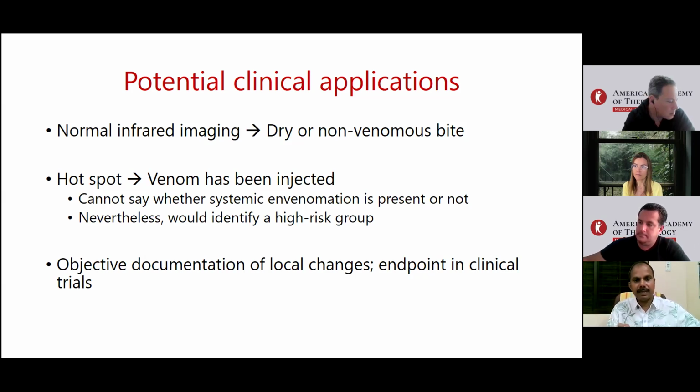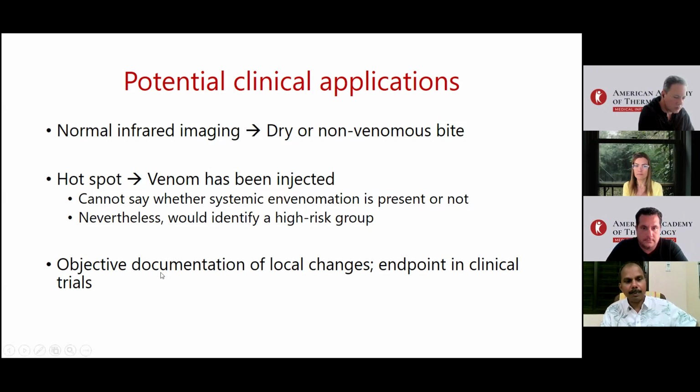It cannot say whether systemic envenomation is present or not. That's very important. It says only about local changes. It doesn't say anything about systemic changes. But nonetheless, if we know that venom has been injected, then it helps identify a high-risk group. More importantly, the thing which actually instigated our work, it helps to objectively document the local changes, and therefore this could serve as a wonderful endpoint in clinical trials.